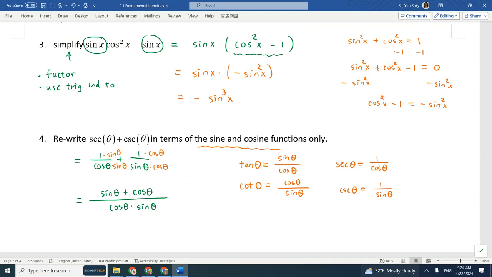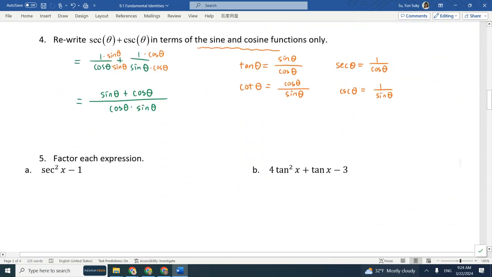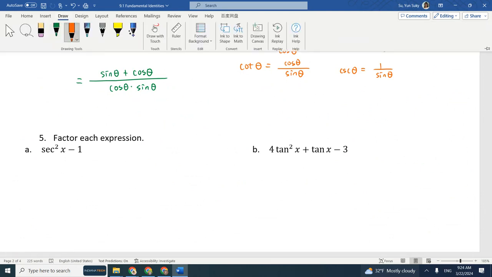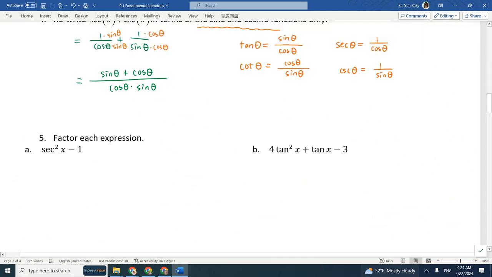All right, everybody. So this is number 4. Okay, number 5. Factor each expression. Okay, how do we factor? You learned factoring from algebra, right? Did you take algebra last semester? Yes. Okay, then I hope you still remember how to factor.